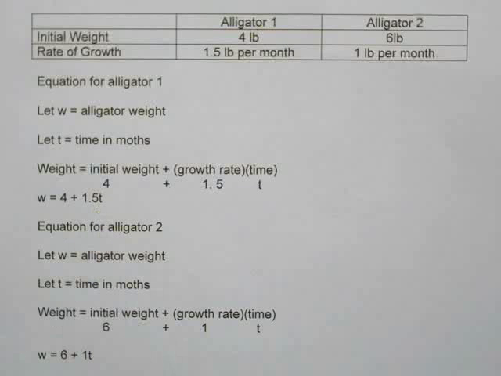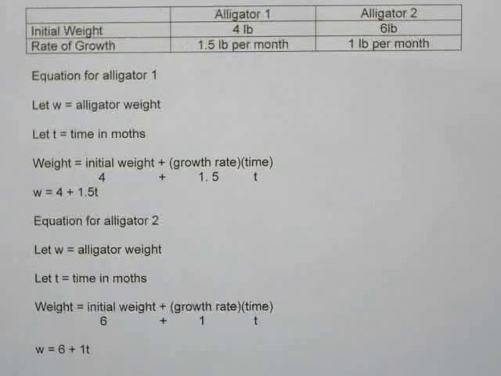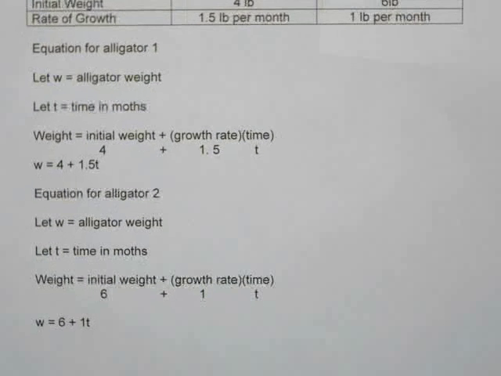All right, for the second alligator, same idea. W equals the alligator weight, the overall weight, and T equals time in months. So the weight of this alligator is going to equal its initial weight, where it starts from, which is 6 pounds, plus its growth rate, and it's growing at 1 pound per month. T represents time in months. That means for this second alligator, we have the equation W equals 6 plus 1T. In other words, we have two equations for this system. I'm just going to slide this up slightly so we can see them both.